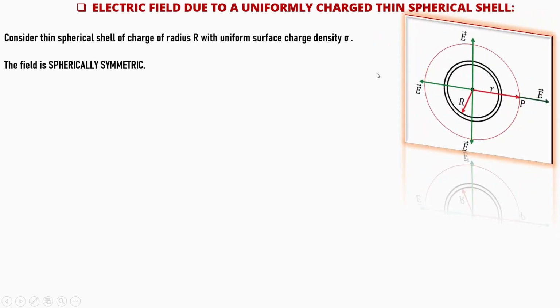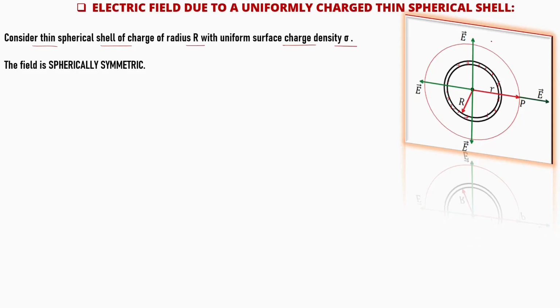Let us again consider this particular figure. The steps that we have to write are: consider a thin spherical shell of radius r with uniform surface charge density sigma. Here the charge is not mentioned in the article, so we have to treat it as a spherical shell with uniform surface charge density sigma spread on it. This is the spherical shell of radius r that we have taken. Now the field is spherically symmetric. Due to this spherical charge distribution, the electric field will be spherically symmetric.